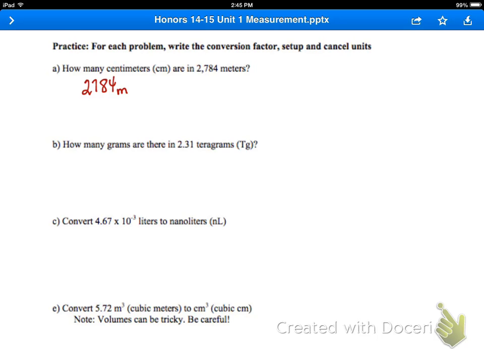So how many centimeters in 2.784 meters? Write down our given with its unit. This is the conversion factor, just like we saw before. Meters has to go on the bottom because meters has to cancel. Centimeters goes on the top. Centimeters gets the 1 because it has the prefix. And then from the chart, we know that centi is 1 times 10 to the minus 2 meters. And then we just plug it in our calculator and calculate.